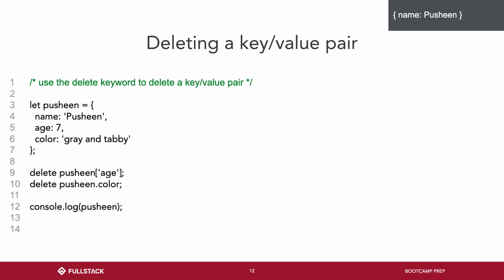Honestly, you will rarely need to delete key value pairs, because if there's an extra thing that you didn't want in your object, it's fine. It's not hurting anything. It's not bothering anyone. It'll only bother you if you try to access it or loop through it, okay? But you can delete things like so. Any questions?